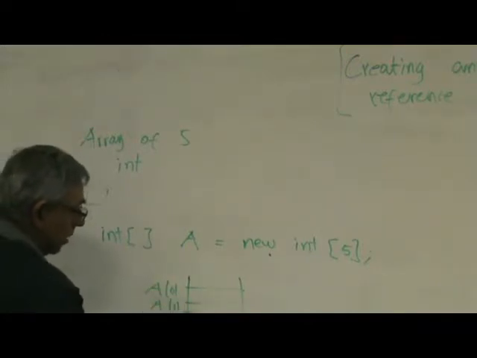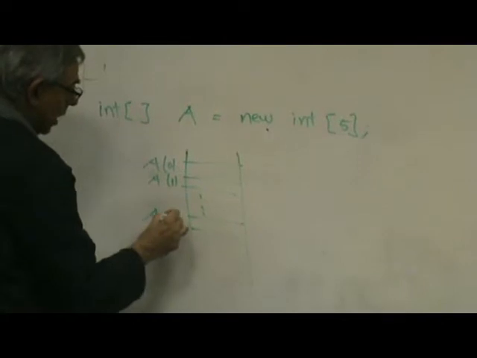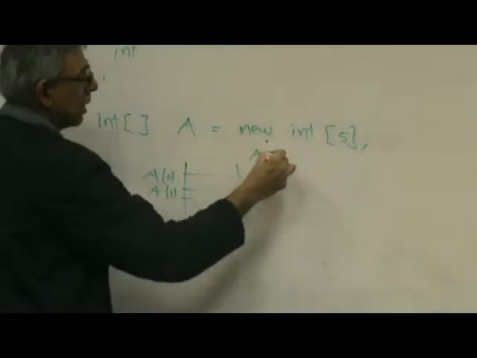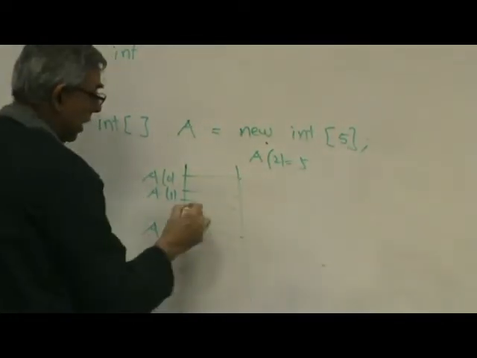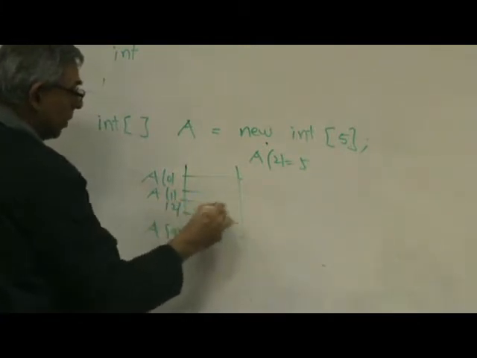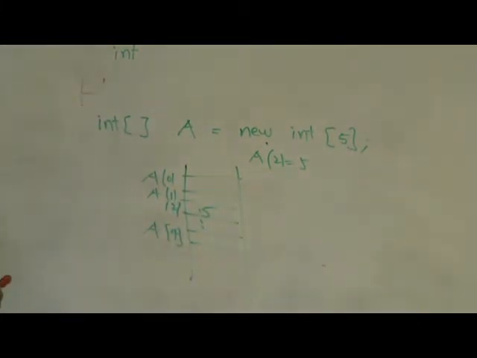A0, A1 through A4. Now it's easy, you can do A of 2 equal to 5, so in location 2 you'll be able to store 5, right? Pretty easy.